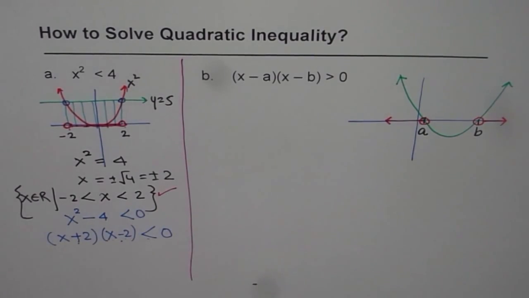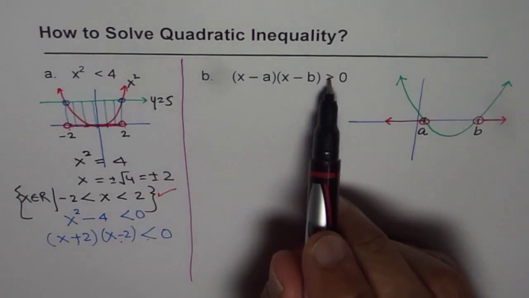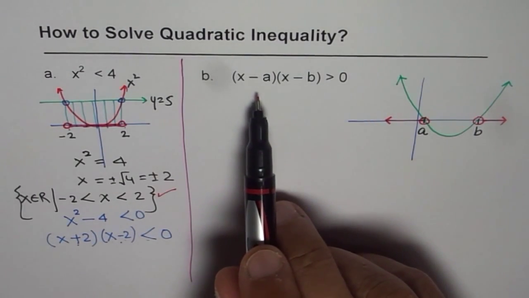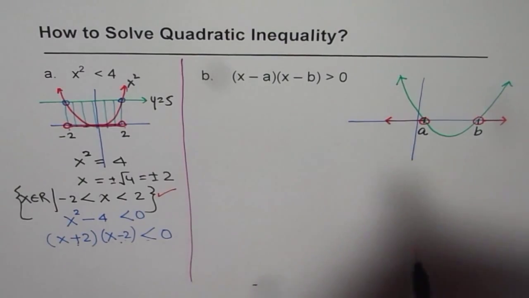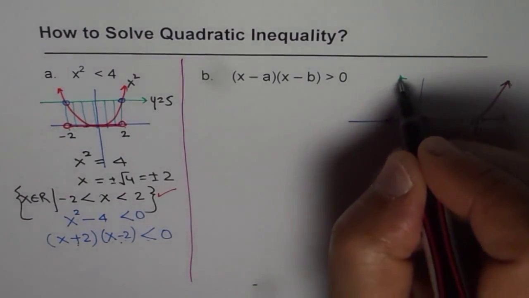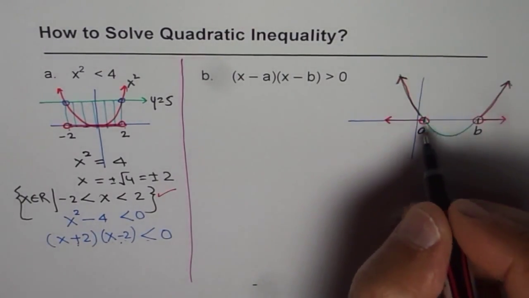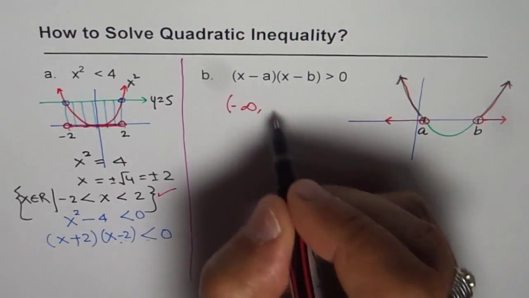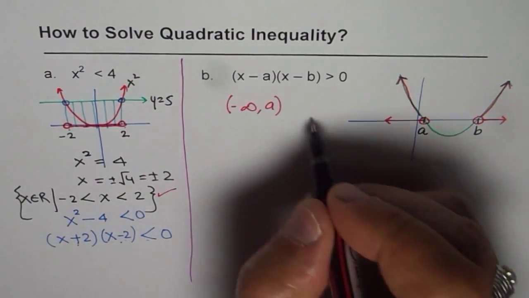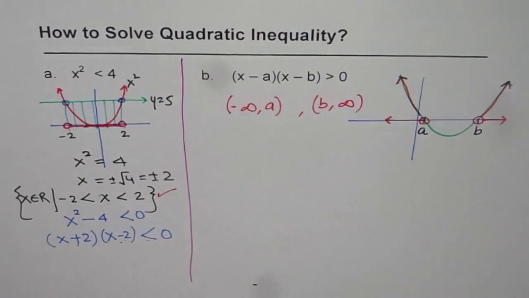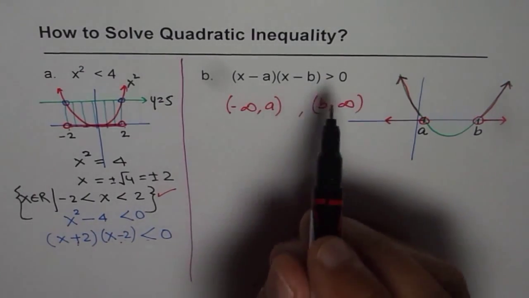Do you see that? But if I have greater than 0, then we are looking for the region or the interval where this product is positive. You can see from here it is positive beyond b, right? So the answer here in this case is indeed between minus infinity to a, right? And from b to positive infinity. So that becomes our answer for this particular question in general, if it is greater than.